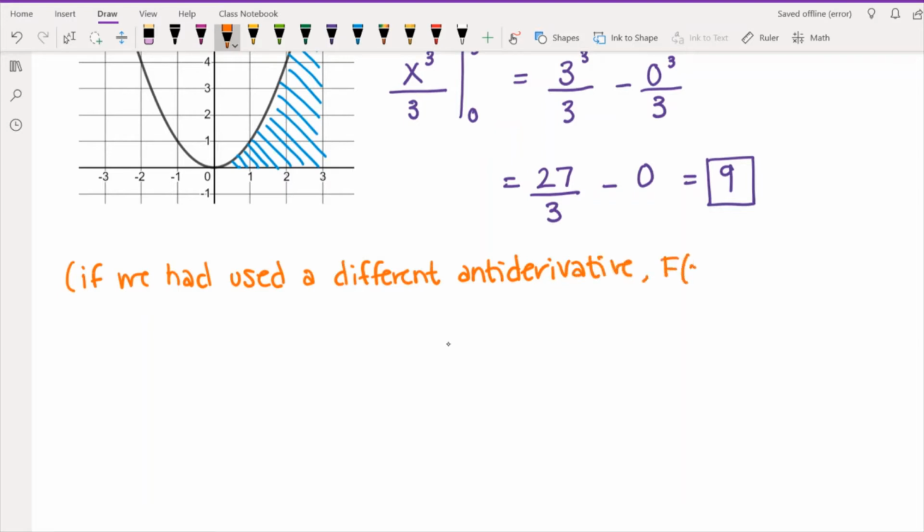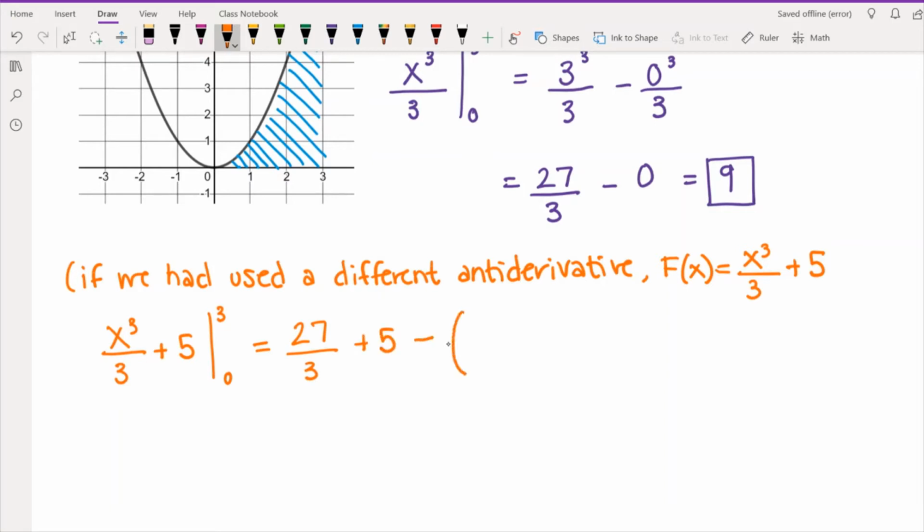like let's say f of x is equal to x cubed over 3, let's just say plus 5. So what would have happened in that case? Well, we would have had x cubed over 3 plus 5, and then we would be again evaluating that at 3 and at 0. And so we would get 27 over 3, that's the same thing we got before, plus 5, minus, and then when we plug in 0, we would get 0 over 3, so it's just 0, plus 5. And so notice that these 5s are going to cancel out. We have a plus 5 here, and we have this negative sign, so it becomes a negative 5. So we end up with just 9.